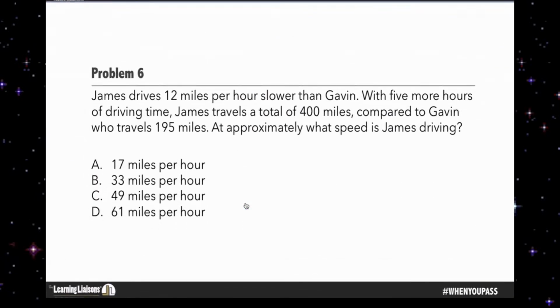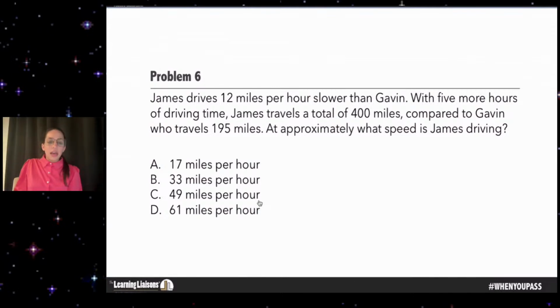James drives 12 miles per hour slower than Gavin. With 5 more hours of driving time, James travels a total of 400 miles compared to Gavin, who travels 195 miles. At approximately what speed is James driving? So James is driving 12 miles per hour slower than Gavin, but he has 5 more hours of driving time. James drives a total of 400 miles compared to Gavin, who travels 195 miles. What speed is James driving?